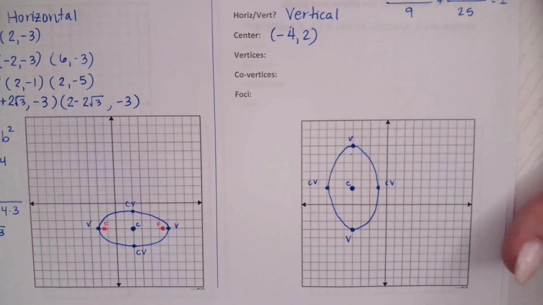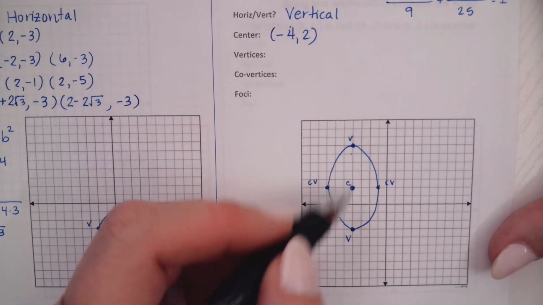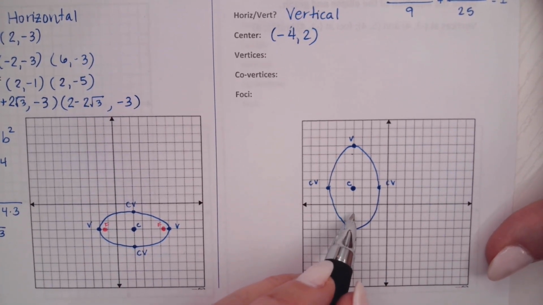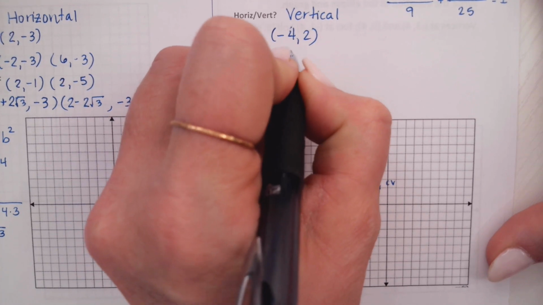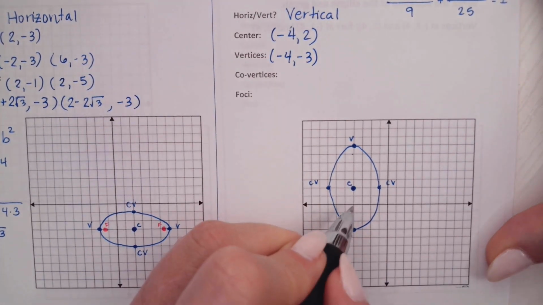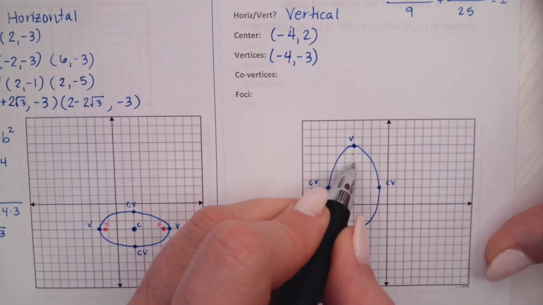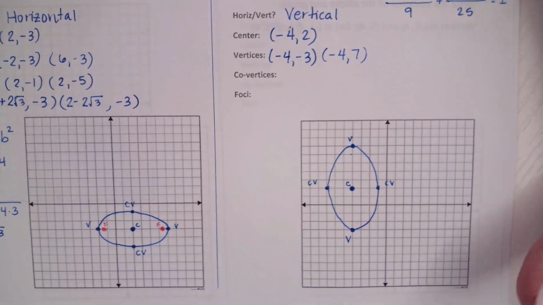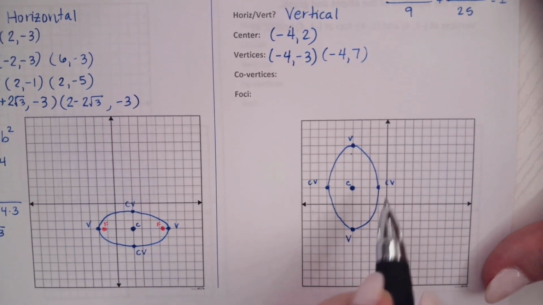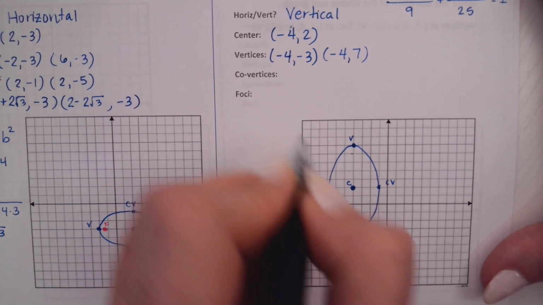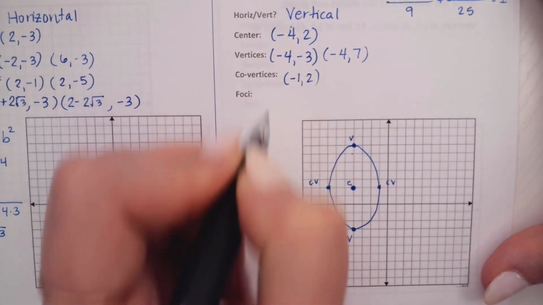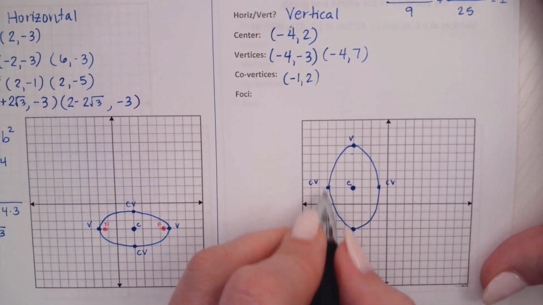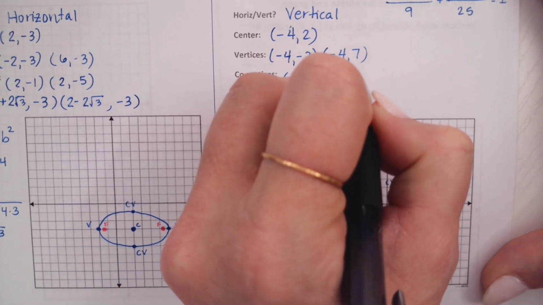Okay, I'm going to label what my vertices were at. Remember, vertices are the ends of my major, longer axis for this one. So one's going to be at (-4, -3). The one up top is at (-4, 7). Okay, my co-vertices are going to be the ends of my shorter, my minor axis for this one. So I have one at (-7, 2). And then another at (-1, 2). What y'all got?